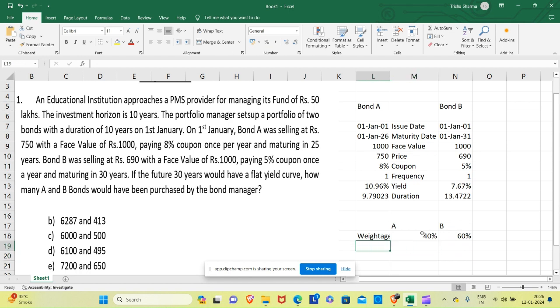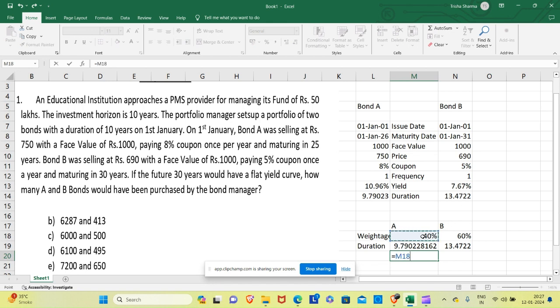So we have the weightage. Now we know the duration, which we have to pick up from the calculation above. So we take this as the duration, and we take this as the duration also for this. So what is the duration of the portfolio? The duration of the portfolio now will be the weightage multiplied by the duration that we calculated. So we take this column. We will take 40%, which is the weightage, and we'll multiply it with the duration and we'll get this as the value.